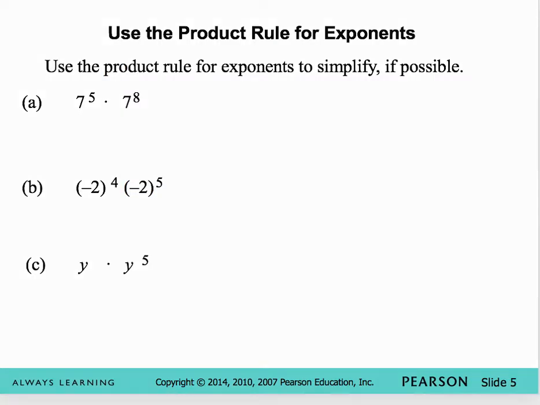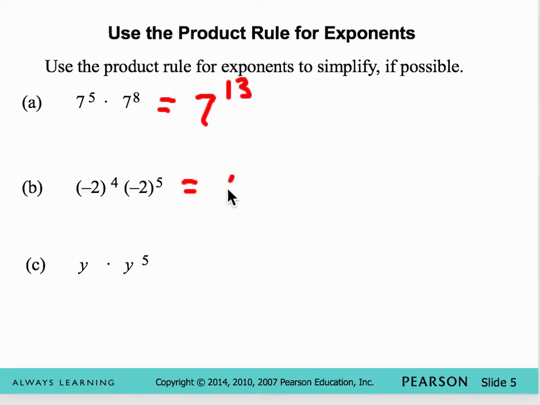So let's practice that. Okay, since the base is the same, I'm going to keep the base the same, and because it's multiply, I'm just going to add the exponents. 5 and 8 is 13. Okay, so this is saying, oh, I've got 7 times 7 times 7 times 7 times 7 times, and then 8 more 7s, altogether 13 7s.